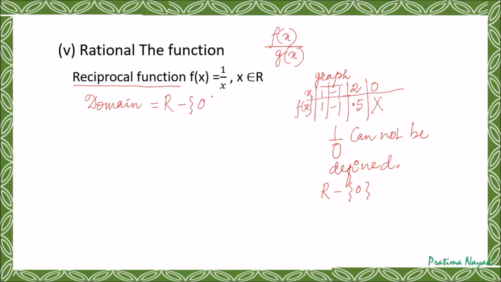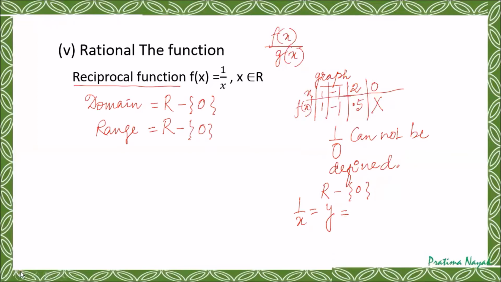And what about the range? Range, the value of y, can it be 0? 1 by x: for what value of x will y be 0? There is no such value. So range is also all real numbers except 0. So this is one way of writing.